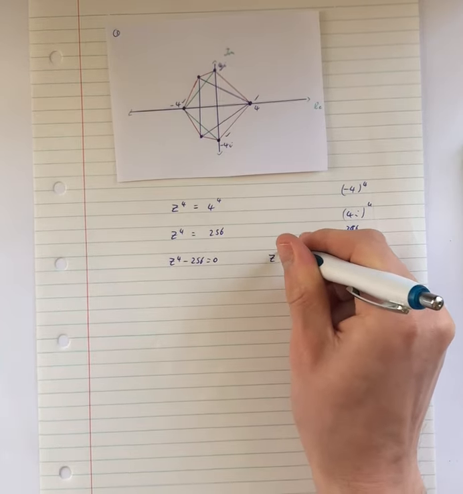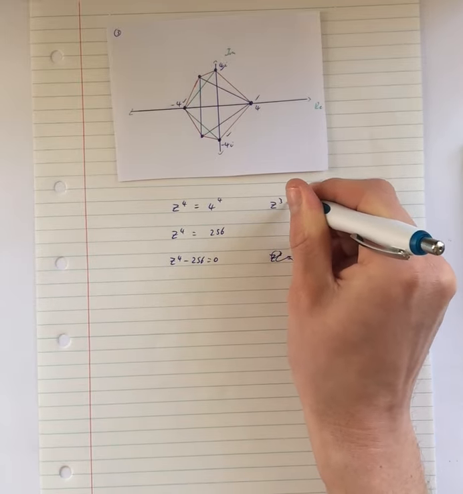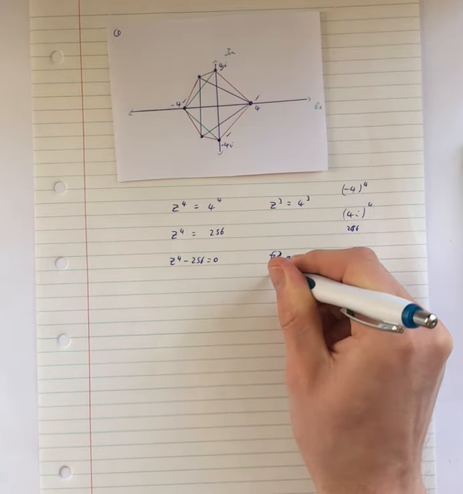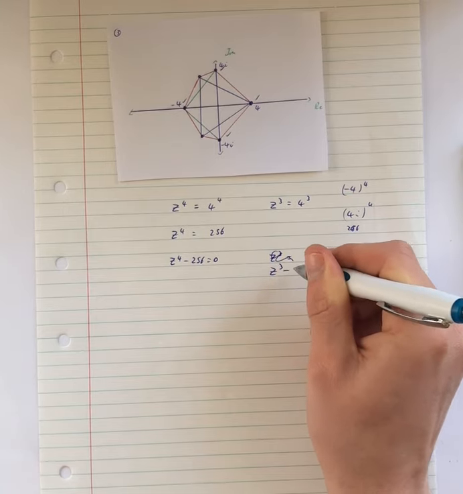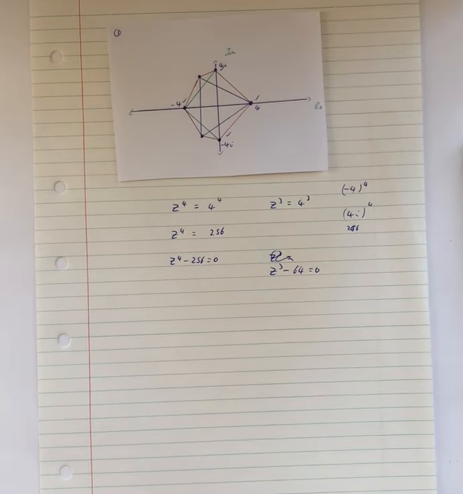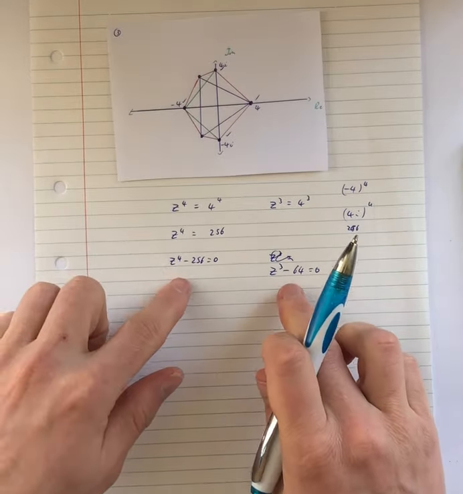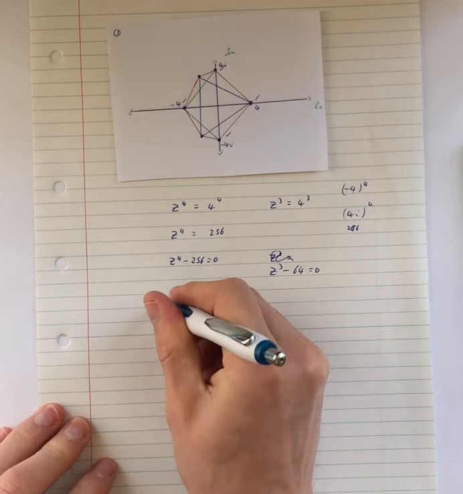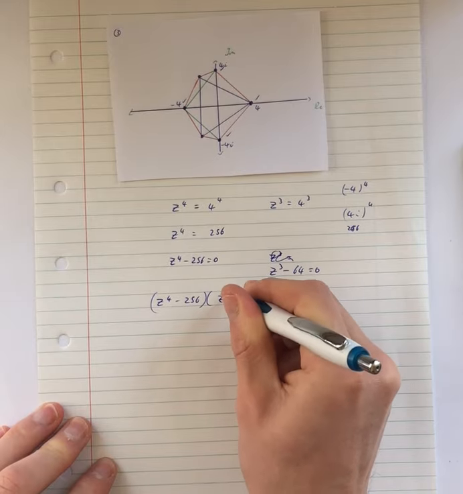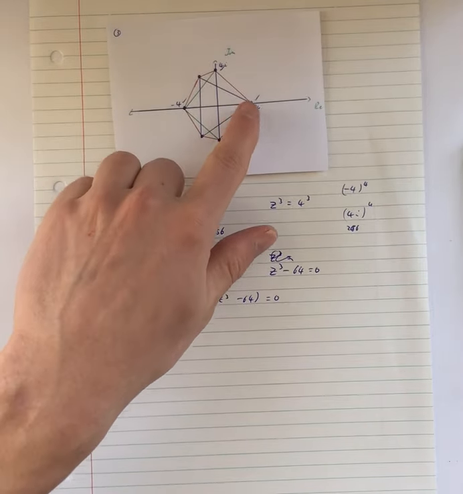So that means that z to the 3, I'll do it up here so it's matching the same format we've done, z to the 3 is equal to 4 to the 3. Or, going all the way down, z to the 3 minus 64 equals 0. Okay, so we've got two equations that equal 0. So obviously multiplying these is going to equal 0, and this becomes z to the 4 minus 256 multiplied by z cubed minus 64 equals 0. So there's our polynomial that gives those solutions.